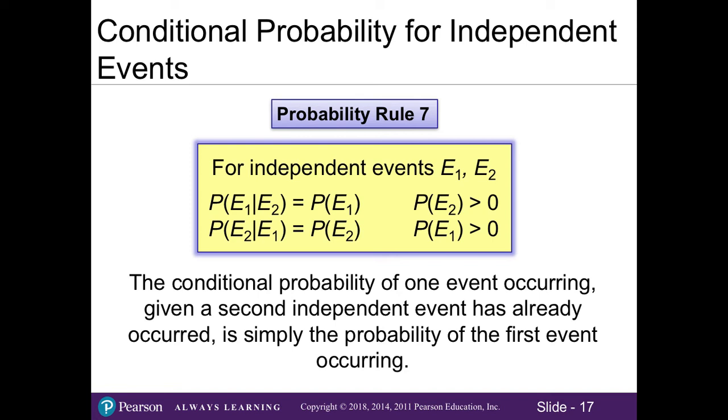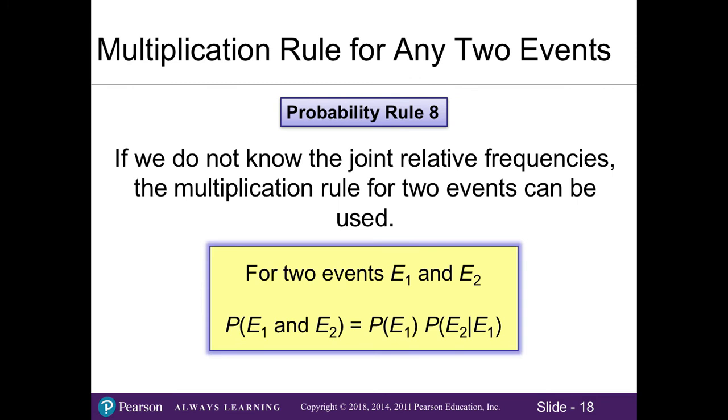So recall, independent events do not affect each other in any way. And so the conditional probability of one event occurring, given that a second independent event has already occurred, is simply the probability of the first event occurring. So the multiplication rule is our probability rule number 8, and it can be used whenever we want to find the probability of two events, but we do not know the joint relative frequencies.